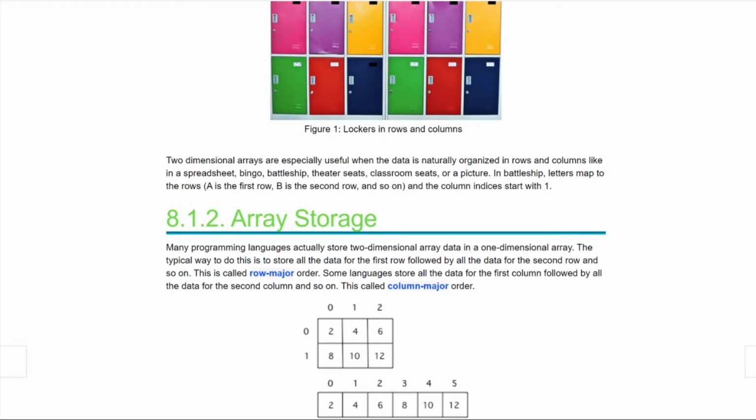Two-dimensional arrays are especially useful when the data is naturally organized in rows and columns, like a spreadsheet, bingo, battleship, theater seating, classroom seating, a picture. In battleship, letters map to the rows, A for the first, B for the second, and so on. The columns start with 1. And that's just showing you how it is, kids.